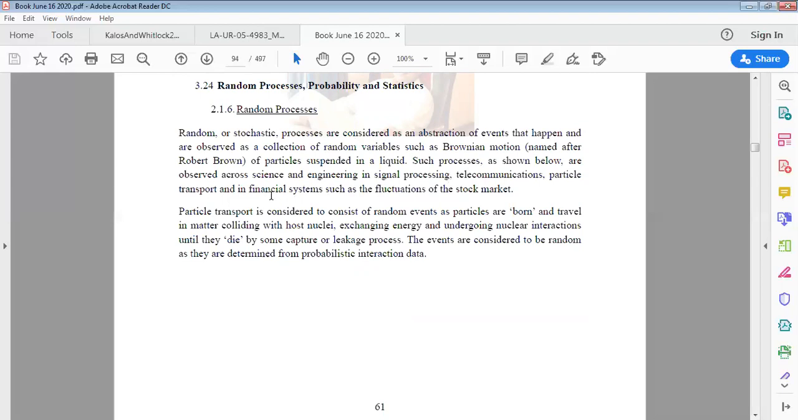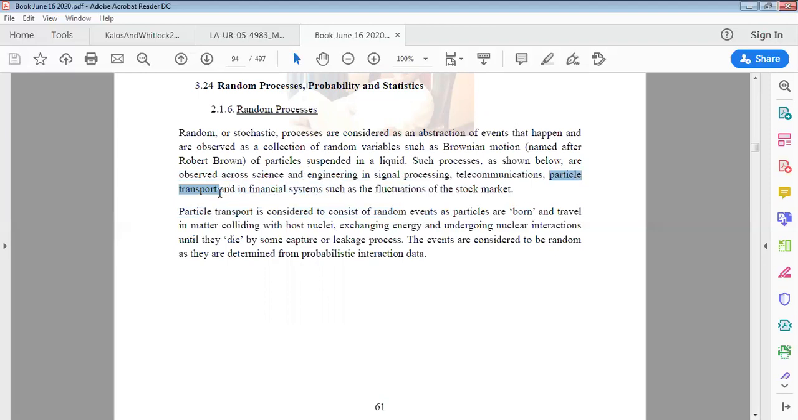In the stock market, it's used for financial systems to understand the fluctuations of the price of a stock and to predict the price of commodities based on historical data. Based on the data of today and the past week or the past month, you see a trend and you predict the future.